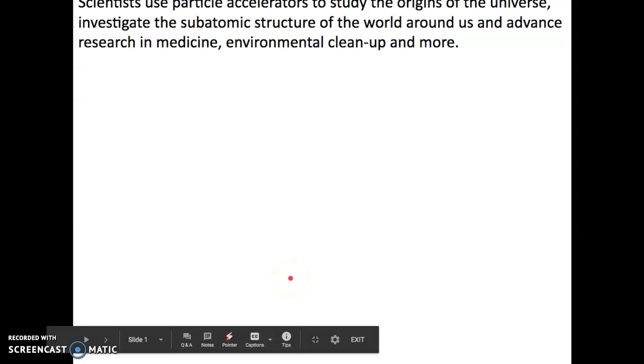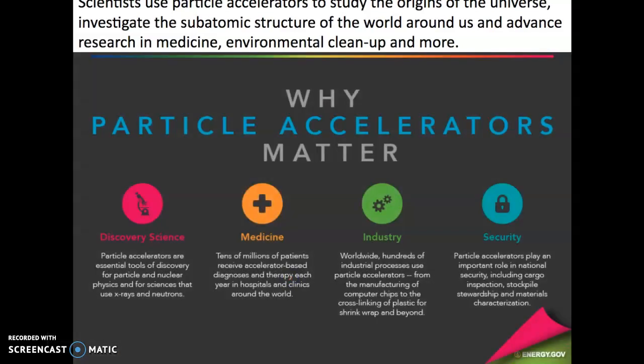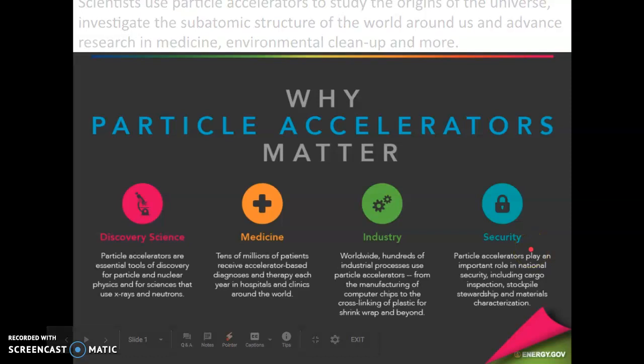So this is going to take you through how particle accelerators actually work and why they're so useful. You can see here the first slide tells you why we use particle accelerators in terms of discovery, medicine, industry and security. You can read that yourselves later.